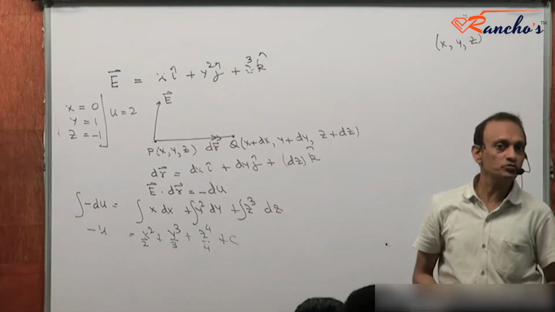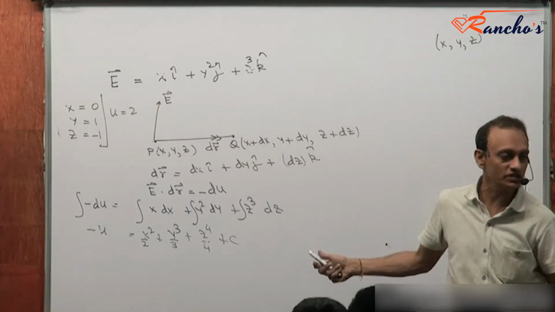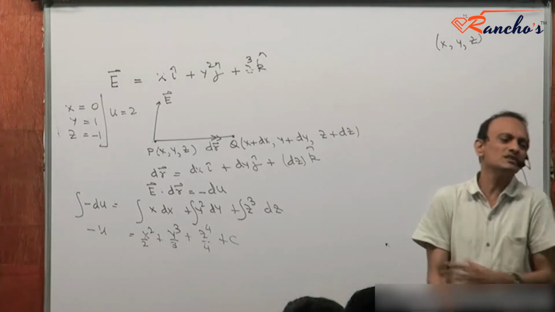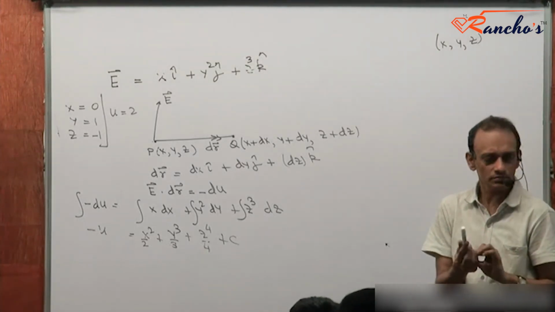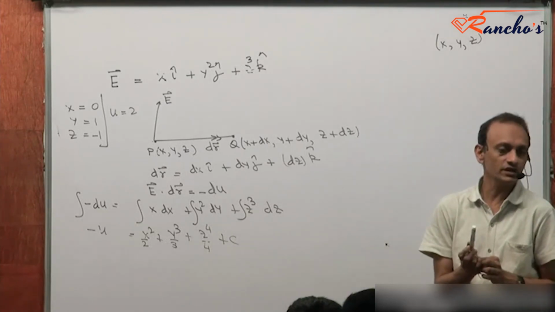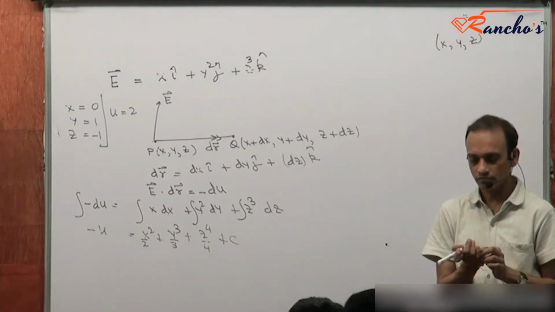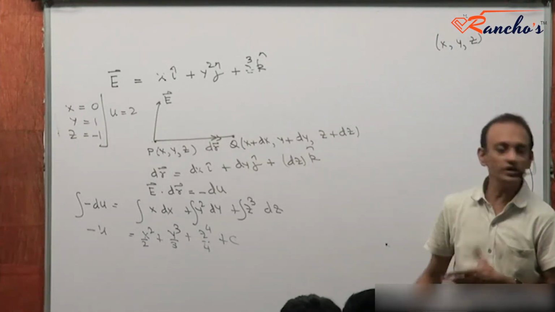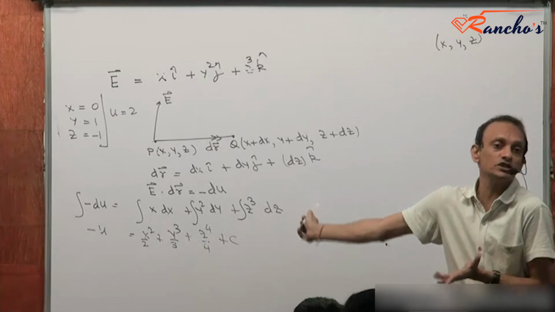No physical significance, because if you write it as minus C, nothing will change. It's just a constant. इसका कोई physical significance नहीं है. No physical significance. कुछ भी नहीं. Do you understand that? You can obtain C and U as a function of x, y, z.